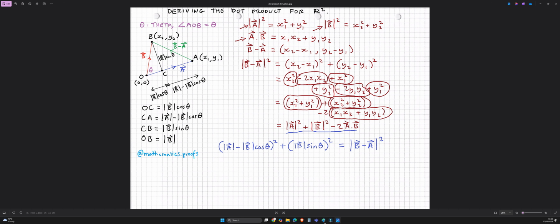Okay, so this completes the proof about how to derive the dot product for R2 in terms of the angle theta and the vectors a and b.